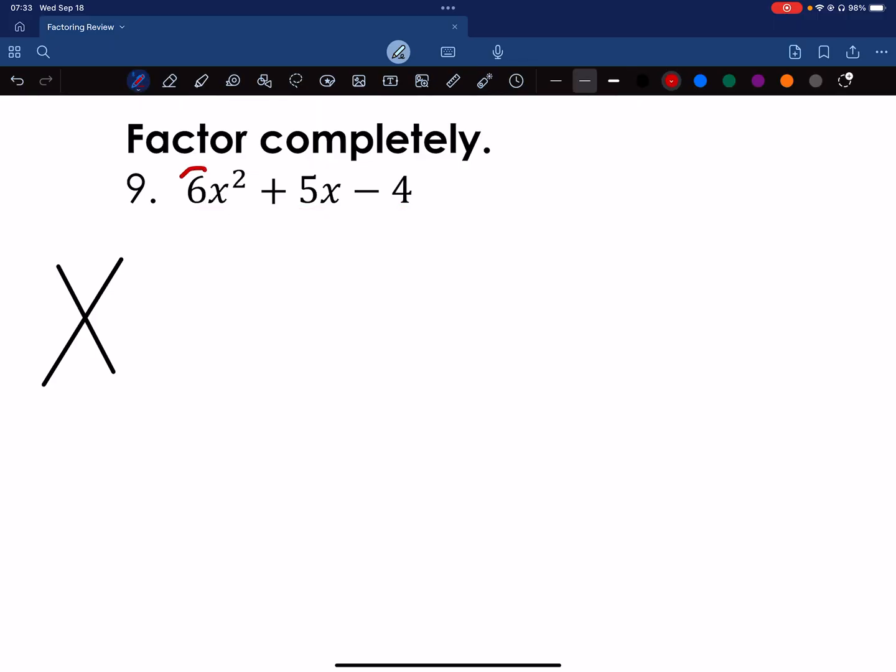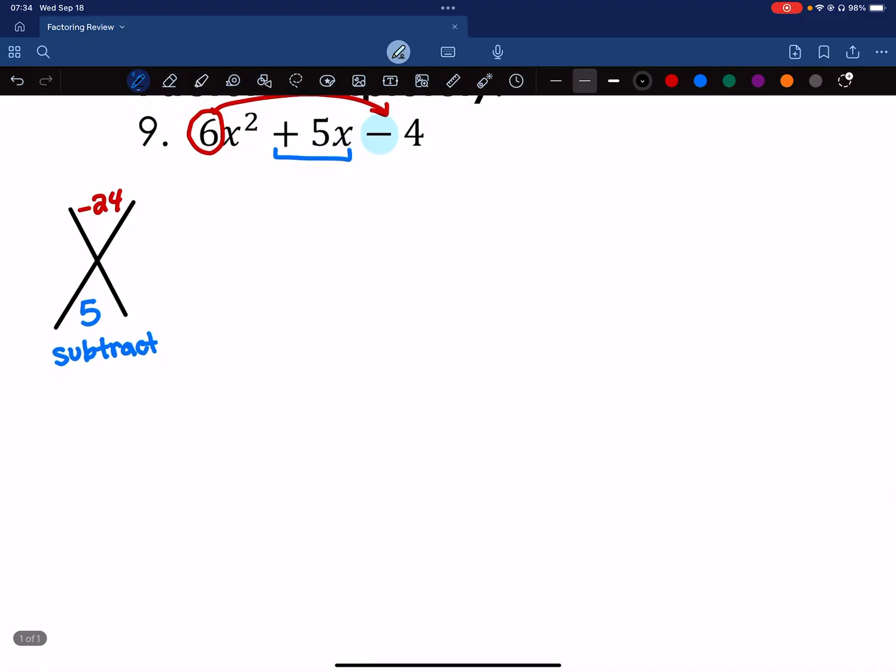So we're going to take this first term times this last term. That gives us a negative 24. And we want to get this middle term right here. And so that's a 5. Because this last sign right here is a minus sign, we know that we have to subtract to get 5. So let's think about what we can multiply to get 24. We have 1 and 24. We have 2 and 12, 3 and 8, and 4 and 6.